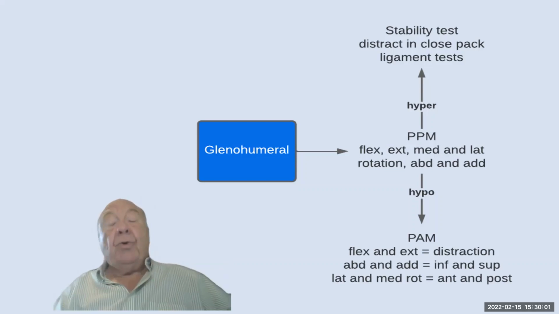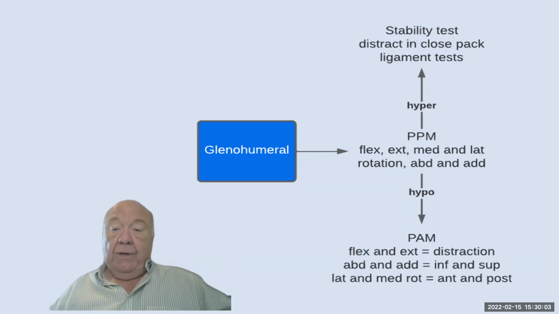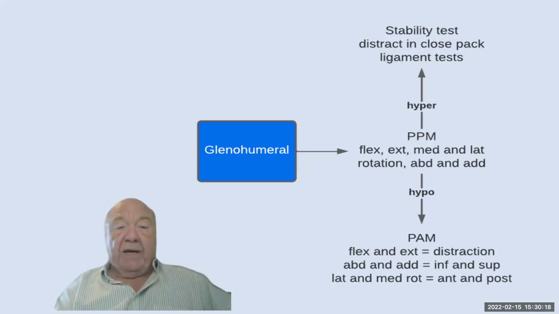Or again, you could do quadrants, which is the same thing as you look for in the hip. If it's hypo, then your glides will be, for flexion extension, distraction, again, in the least pack position, abduction, inferior and superior gliding, lateral medial rotation, anterior and posterior gliding, all of that respectively.